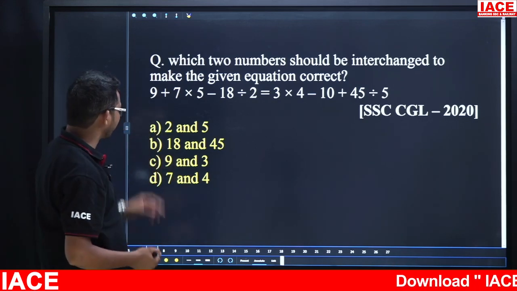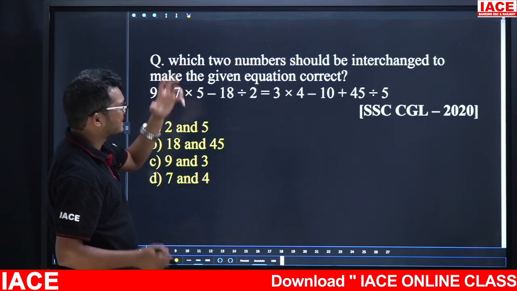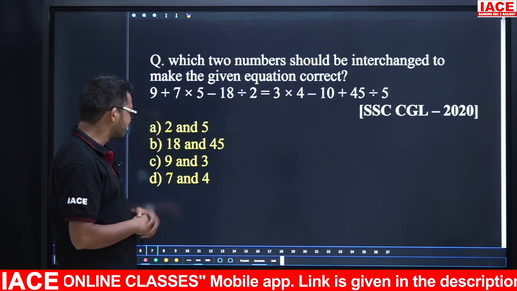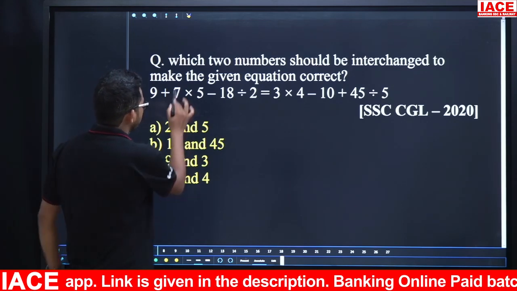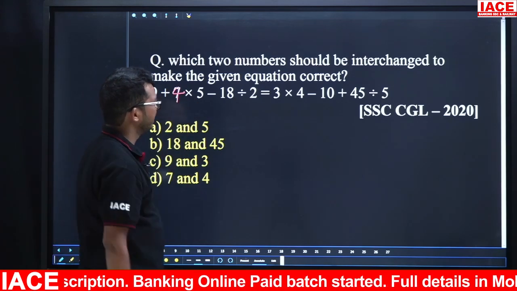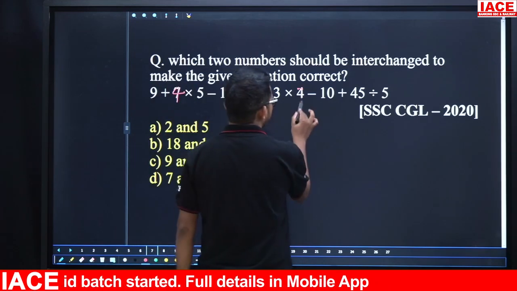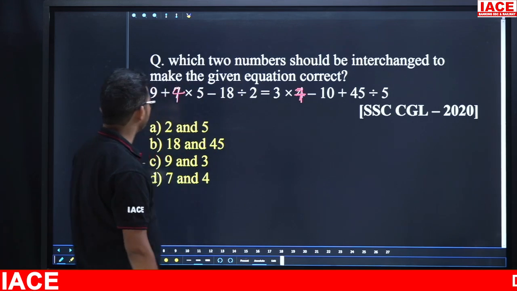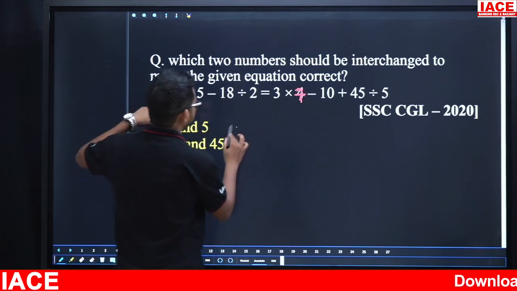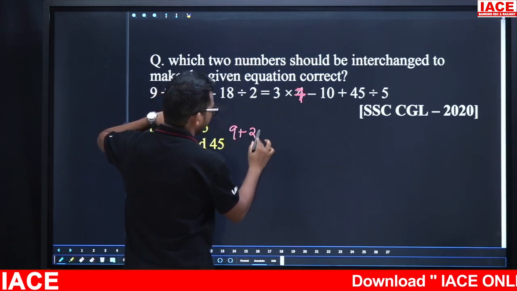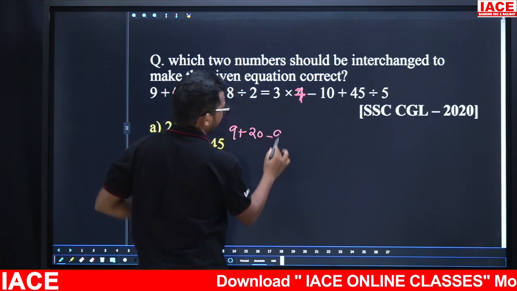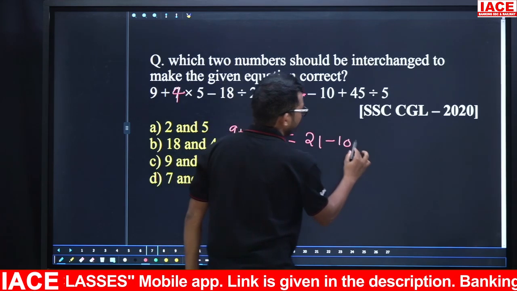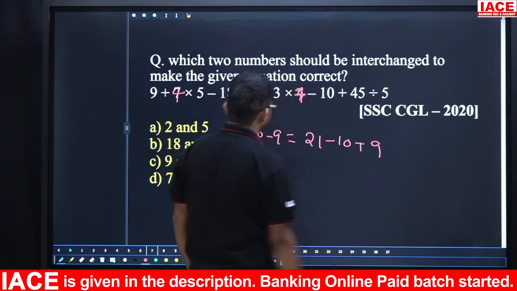So friends, the given question is: which two numbers should be interchanged to make the given equation correct? Suppose take option D, 7 and 4. If 7 is there, replace it with 4; if 4 is there, replace it with 7. So 7 and 4 are both interchanged. Now check the given equation. Here 9 plus 4 into 5 is 20, minus 18 by 2 is 9. Now 3 into 7 is 21, minus 10, plus 45 by 5 is 9.